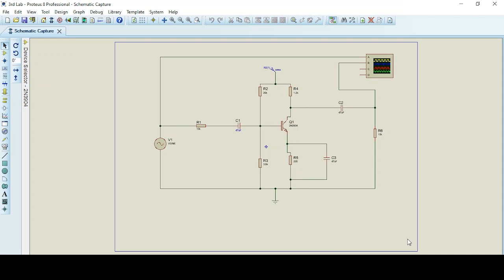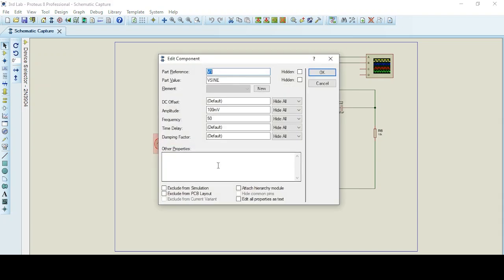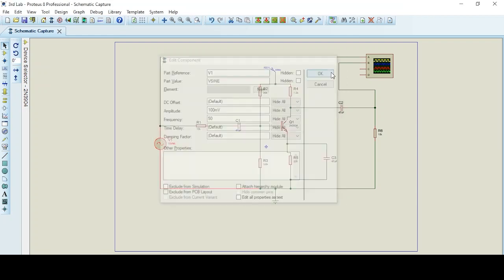First of all, you can see here a transistor, and the transistor number is 2N3904. I'm using it as a common emitter amplifier transistor here. And besides this, when I click on this input, you can see the specification: its amplitude is 100 millivolt, and its frequency is 50 hertz. I selected that here, and then I will press OK.